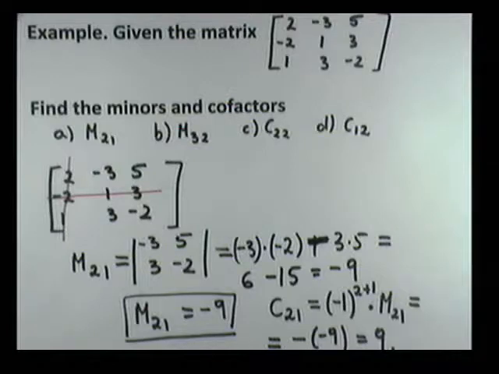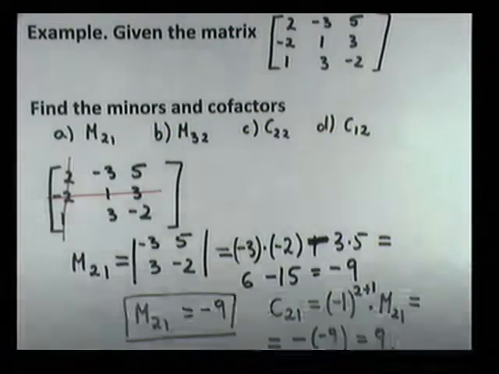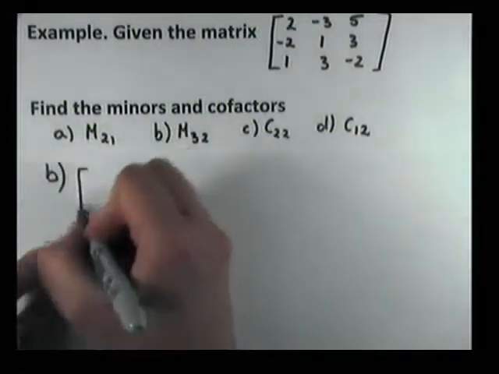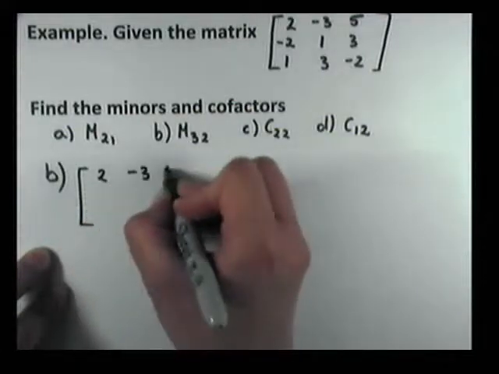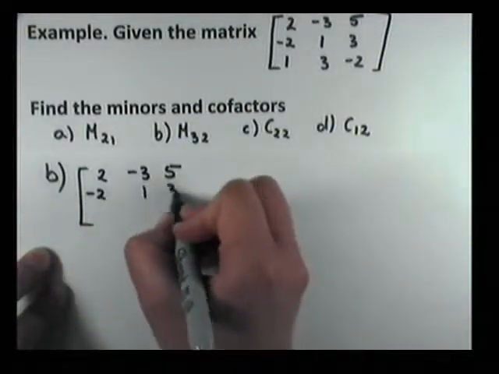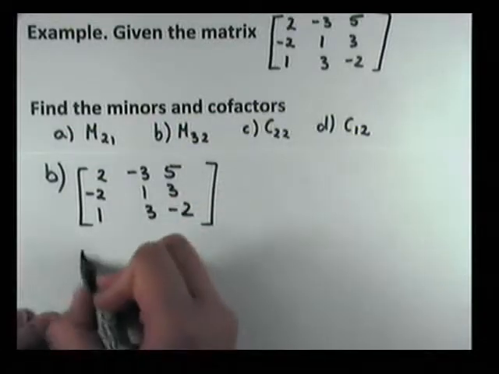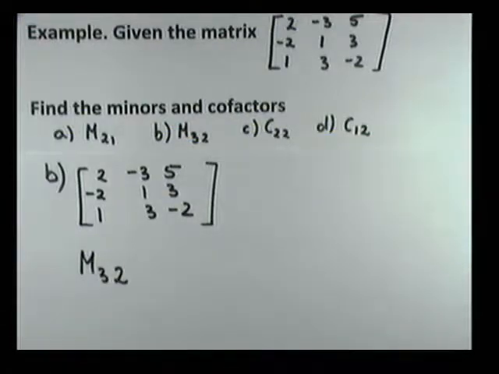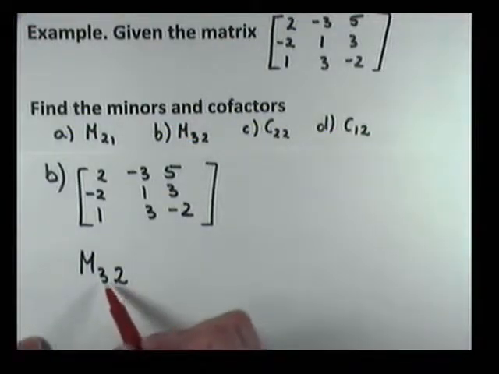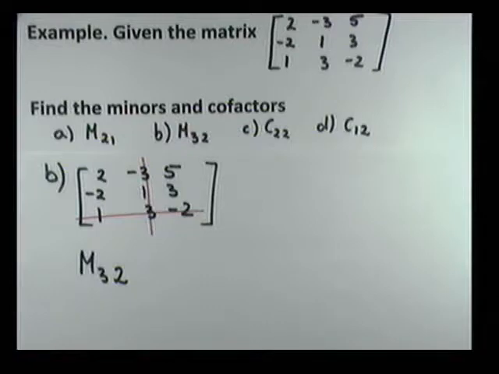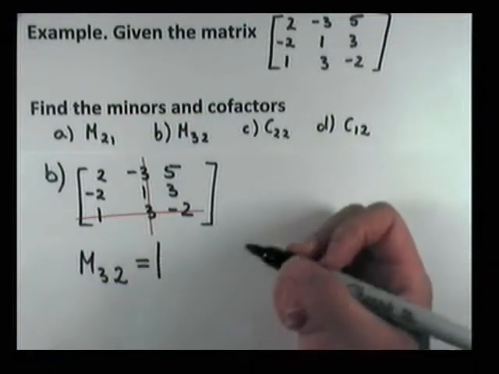Okay, let's find the other ones. We have minor 3,2, so we need to delete the third row, second column. So we can rewrite the matrix: 2, minus 3, 5, minus 2, 1, 3, 1, 3, and minus 2. Now to find the minor 3,2, delete the third row, second column. The third row, second column is deleted.